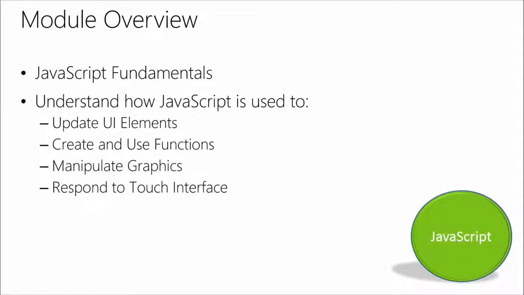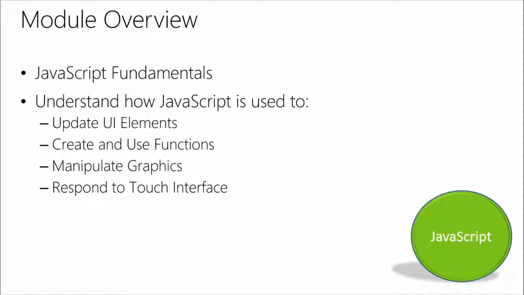JavaScript, of course, gives us the ability to do some things dynamically at runtime. Things like interacting with your user interface. We're going to look at what a function is, how to create it, and then once it's created, how we're going to use it, how we're going to call it.